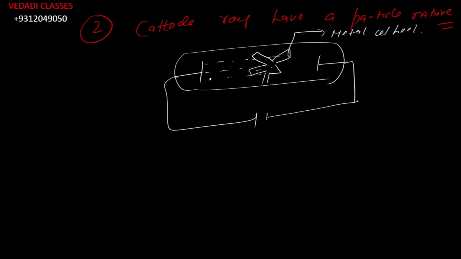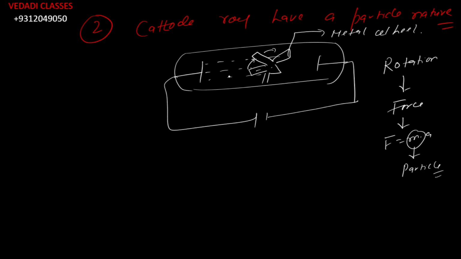So when the cathode ray strikes the metal wheel, the wheel starts to rotate. When something strikes it and there is rotation, it means force is applied over it. And when there is force, there is mass and acceleration, and when there is mass, there is a particle nature. So it proves that cathode rays have a particle nature.